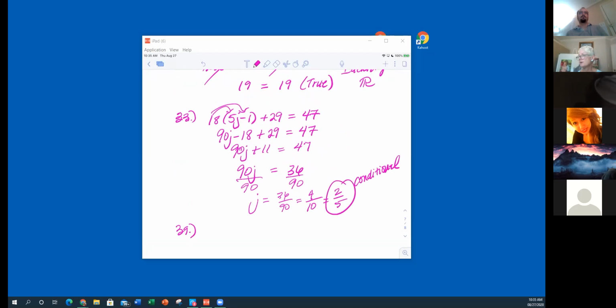No other answer will work, and that's really what we want, because if any number worked, what good does that do us? Not much. Not, at least not in algebra a lot of times. But anyway, that's a conditional, and that means that the only answer is 2/5.